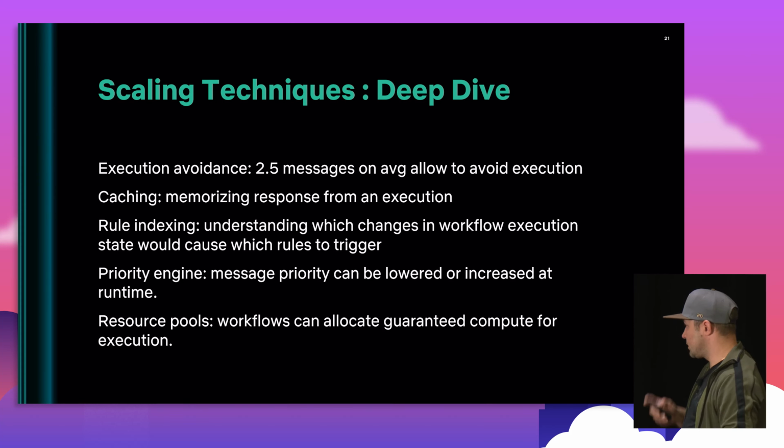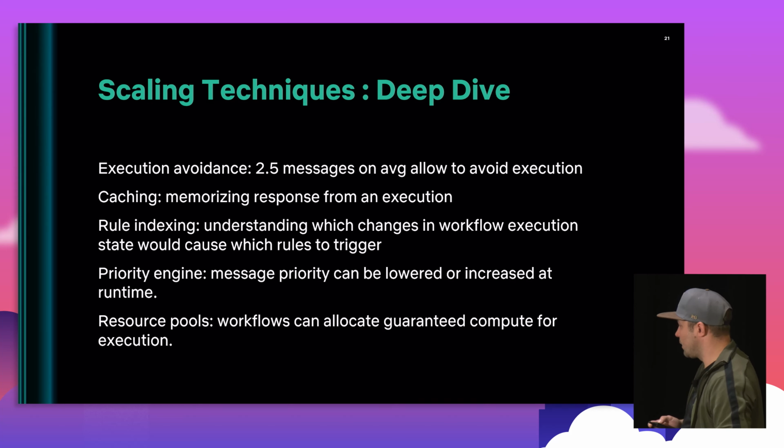So rule indexing, understanding which changes in the workflow execution state would trigger which rules. Usually what people do is index data. We don't do that, we index rules. And our index tells us, given that this data changed, which rules should I run? And sometimes out of hundreds of rules, you only need to run 10, and that also saves a lot.